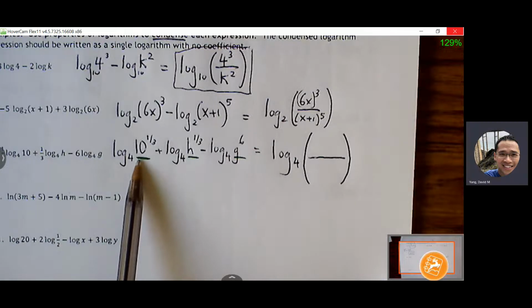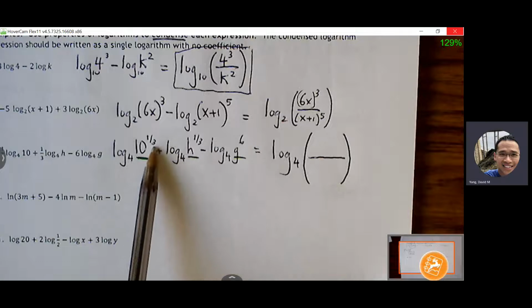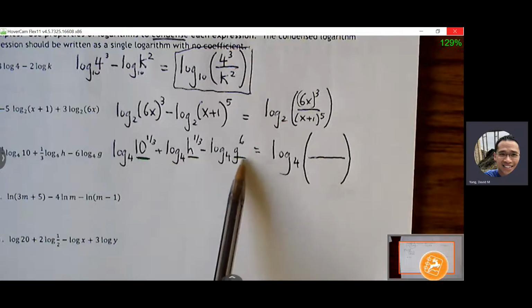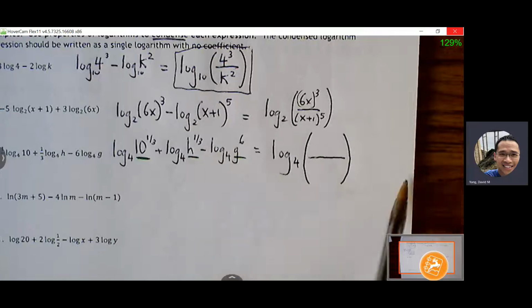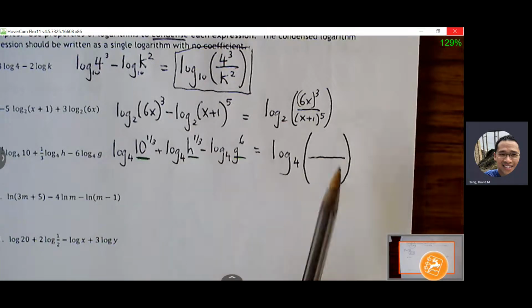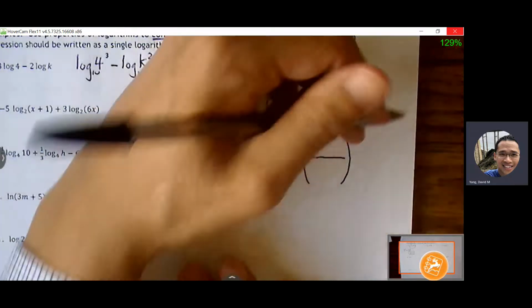G to the 1/3 goes where? Top. H to the 1/3? Yep, because it's positive. And then the g to the 6th goes in the denominator, because there's a minus sign. The positive and negative is going to tell you where to put it, but you're not going to include a minus and plus in between. You're going to multiply or divide everything inside.